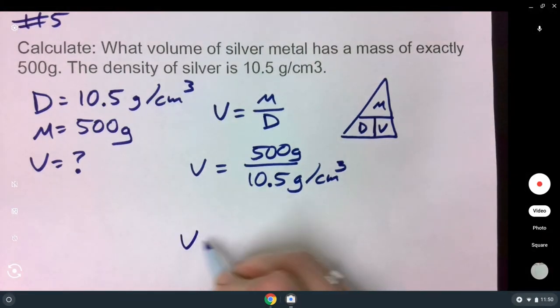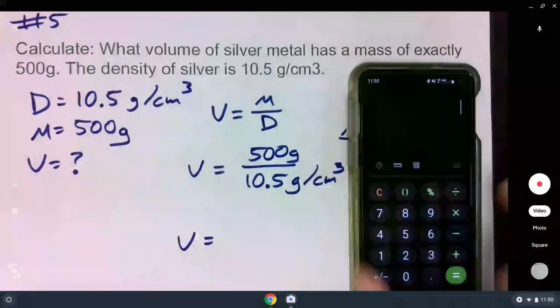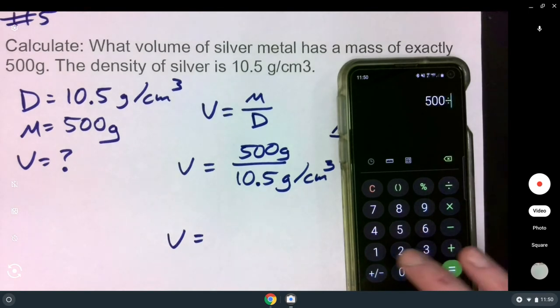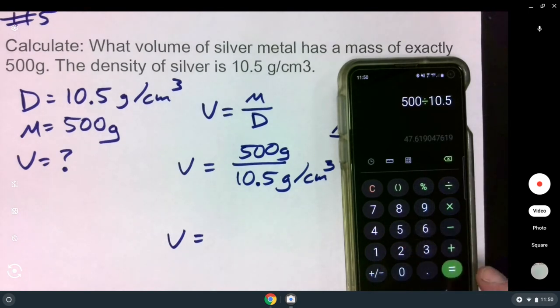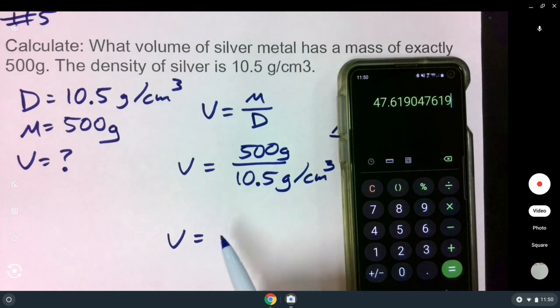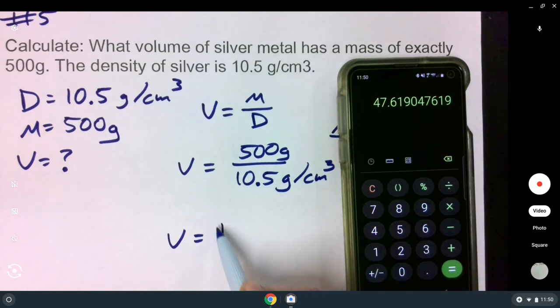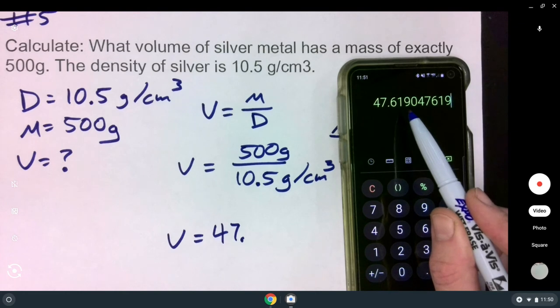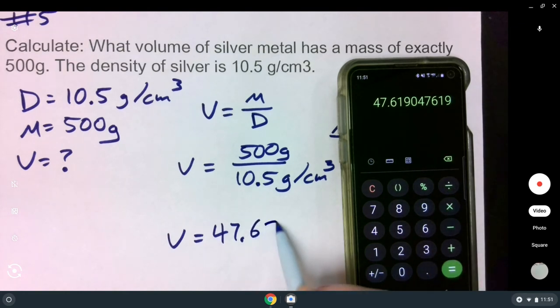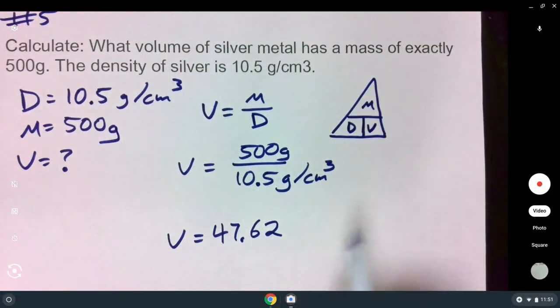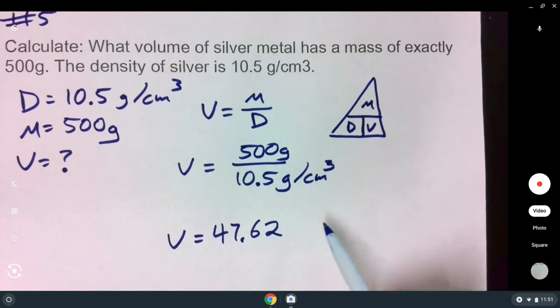Let's go ahead and put that into a calculator. 500 divided by 10.5. And we will round that to 2 digits. So 47 point, we'll round that to 62. Okay, 47.62. That 1 will round up because of that 9. Okay, 47.62. And then what unit do we use?